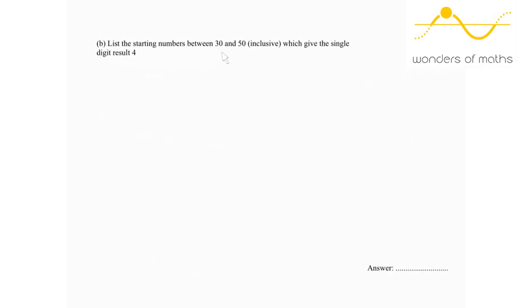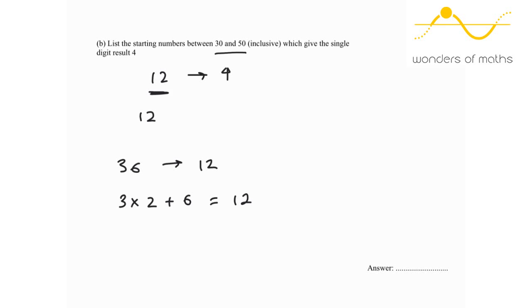List the starting numbers between 30 and 50 inclusive, which give the single-digit result 4. As we just discussed in section A, part 4, 12 gives us the single-digit result 4. So we know that if we get 12 and we apply the rule again, we will end up with the single-digit result 4. So why don't we work backwards and try and see how we can get 12 from the numbers between 30 and 50. You might be able to spot that 36 gives us 12 when we apply the rule, since 3 times 2 plus 6 is equal to 12. Therefore, one of our answers is 36.